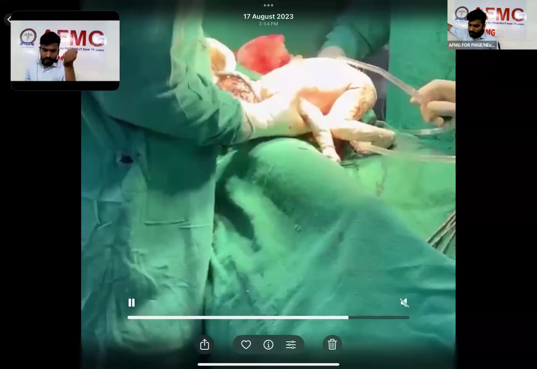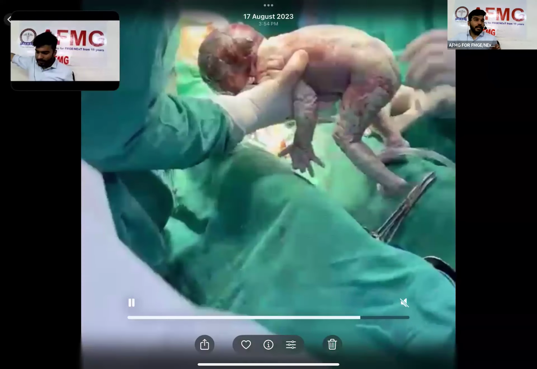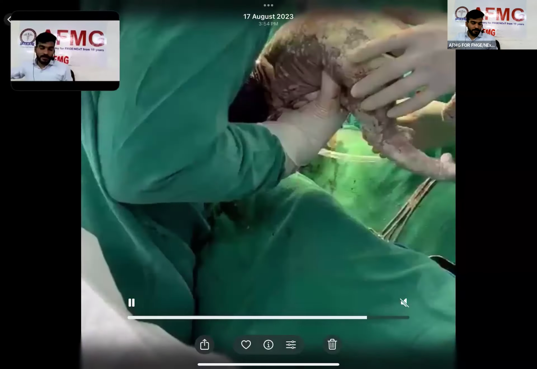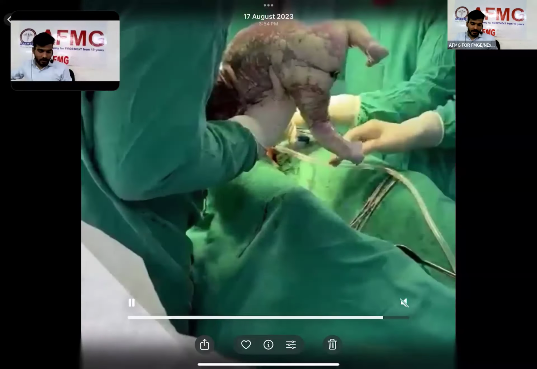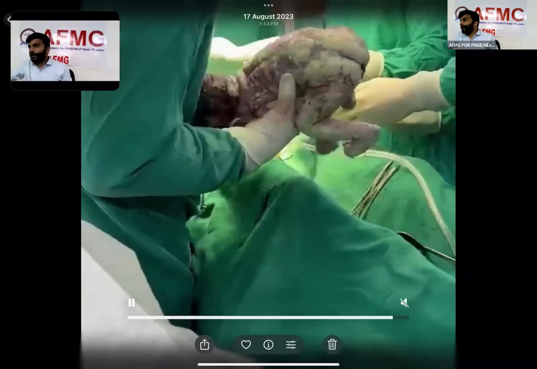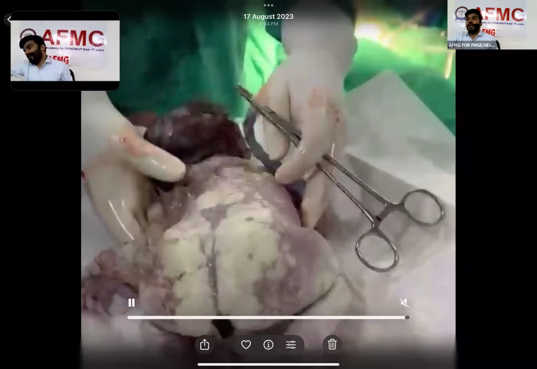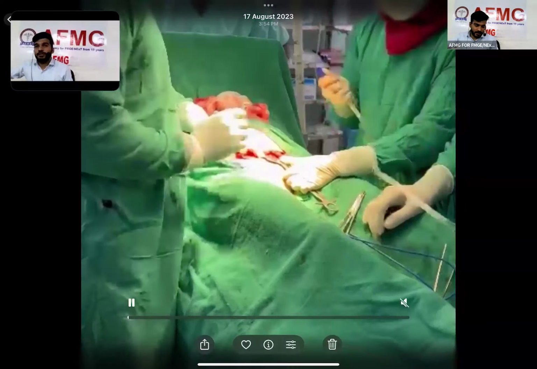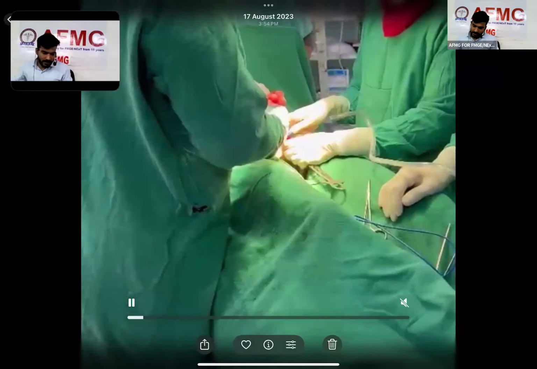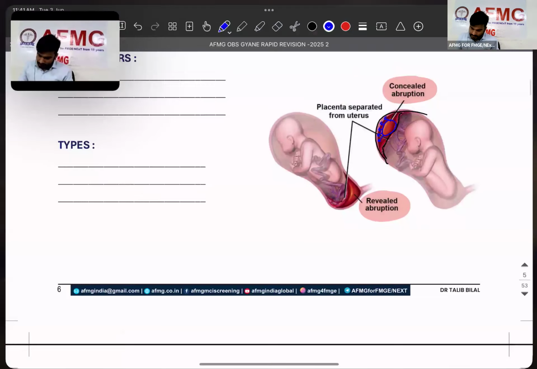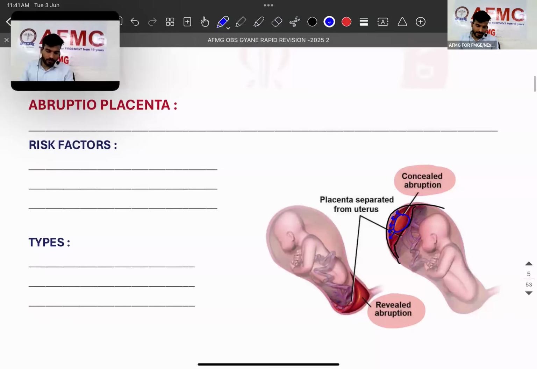Clear? Now see, first loop and then the next loop. So what was the indication over here? The indication was cord entanglement, which led to fetal distress, which was the indication for cesarean section. Is that clear? So in any condition of fetal distress, what is the answer? Cesarean section.